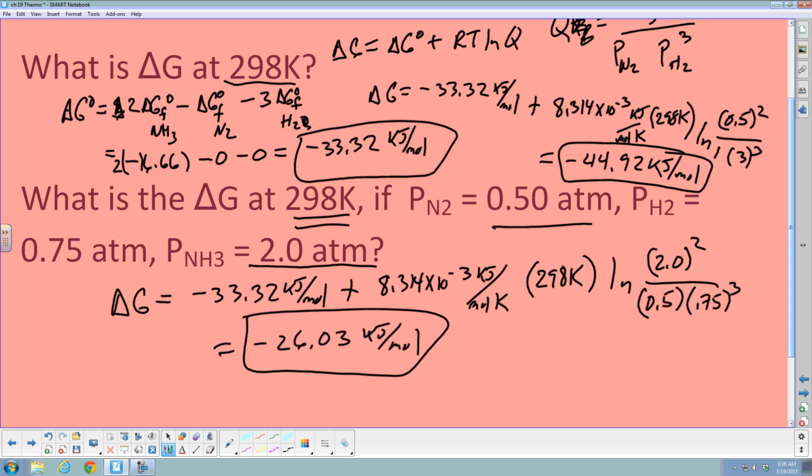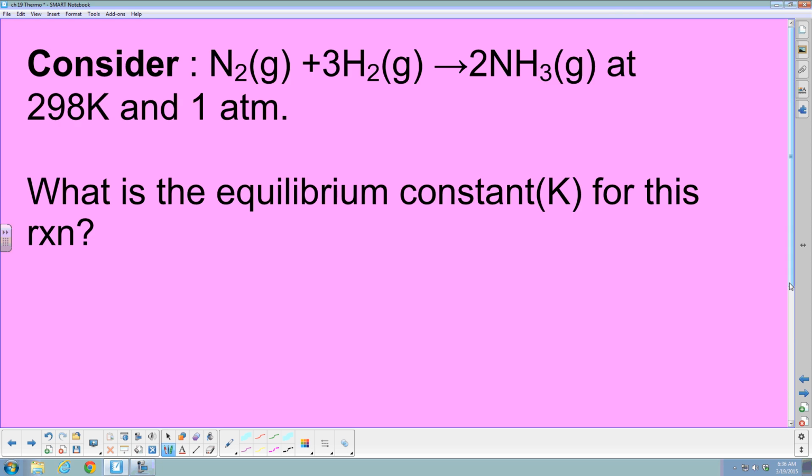There you go. So you've just handled non-standard temperature and non-standard pressure. Great.